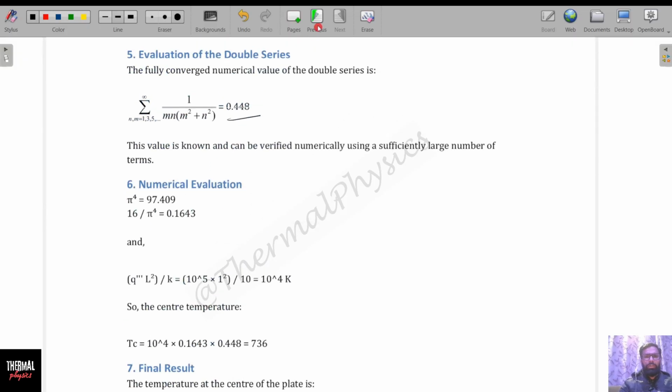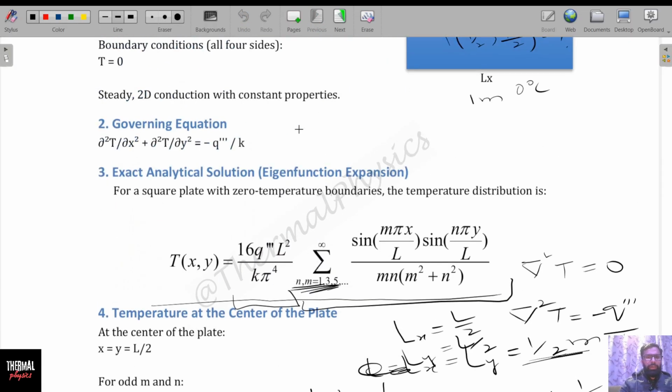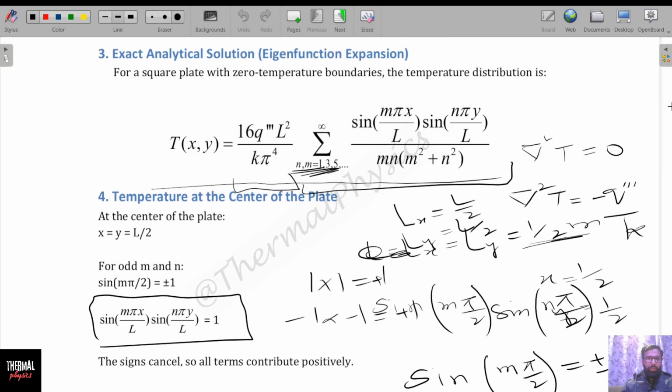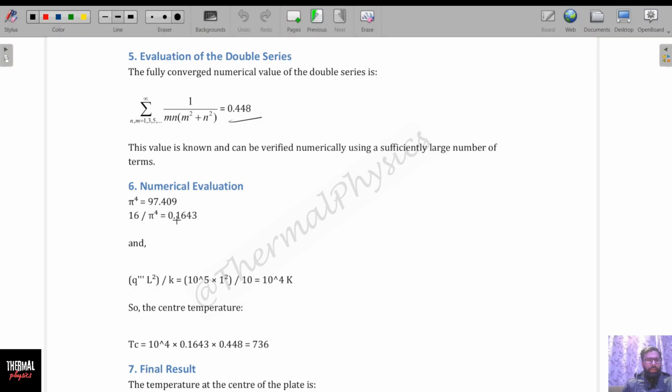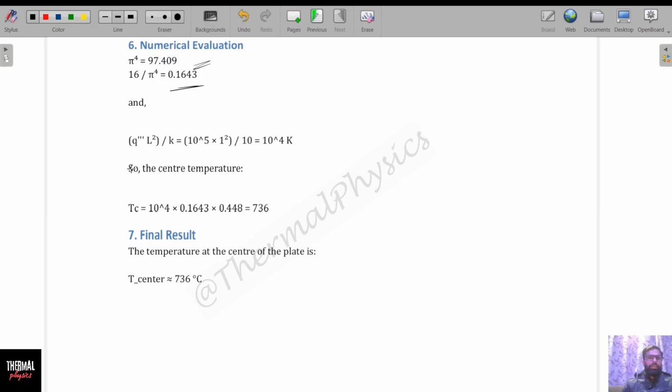which is actually on the previous page. Here we have the prefactor term, the 16. We have this prefactor term 16 q L square divided by k pi power 4. Now pi power 4 is 97.409, and when we do 16 divided by pi power 4, it comes out to be equal to this. And then there is the q L square term divided by k. Now q is 10 to the power 5 from the problem. L is 1, which is the length, either Lx or Ly, both are L. So L square is 1 square, and divided by k.